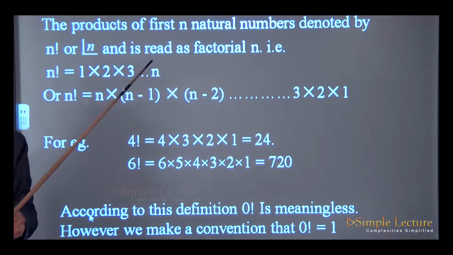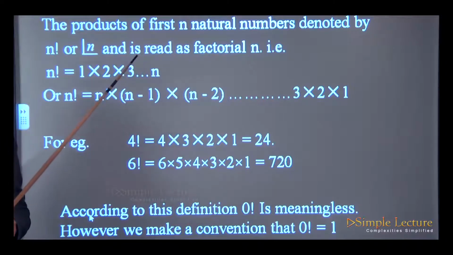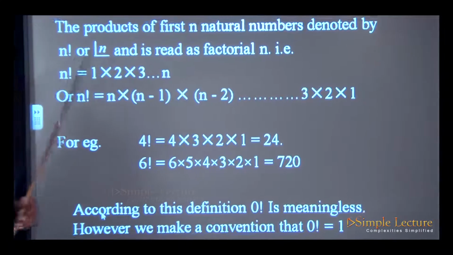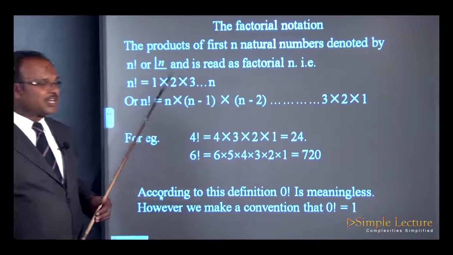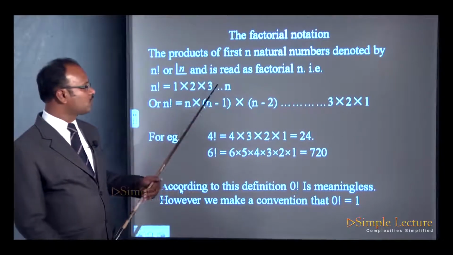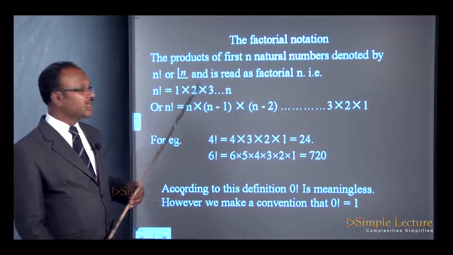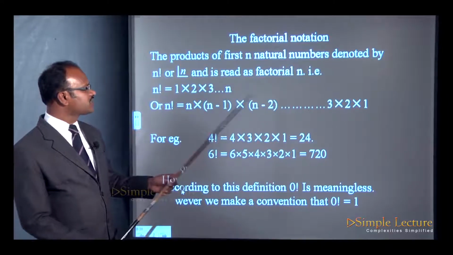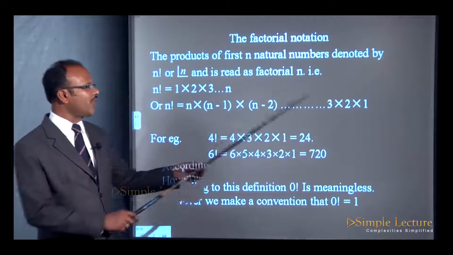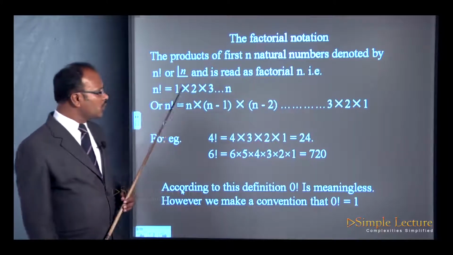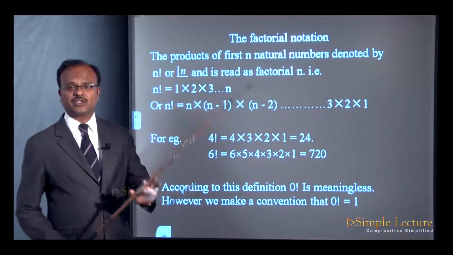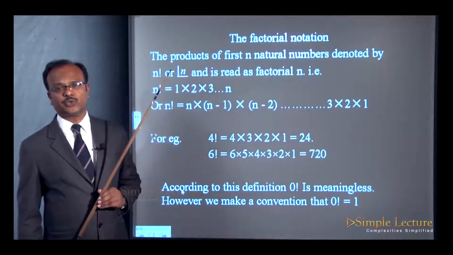So, the product of the first n natural numbers, 1 into 2 into 3 into and so on up to n, is denoted as factorial n. Or n factorial, if you write it in the reverse order, will be n, n minus 1, n minus 2, n minus 3, like this, 3 into 2 into 1. So n factorial is written as n into n minus 1 into n minus 2 into and so on up to 3 into 2 into 1.